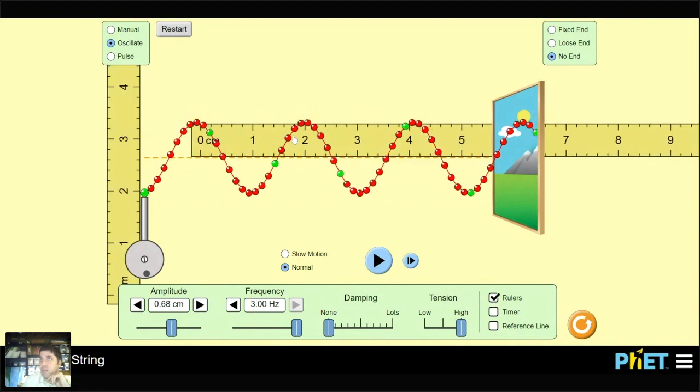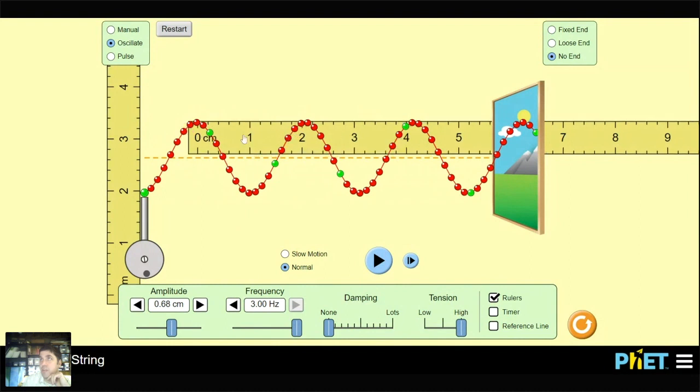This is 3 hertz. My wavelength is approximately 2 centimeters, 0 here to 2 here. So my speed of this wave is about 6 centimeters per second. I'm going to turn the frequency down to 2.